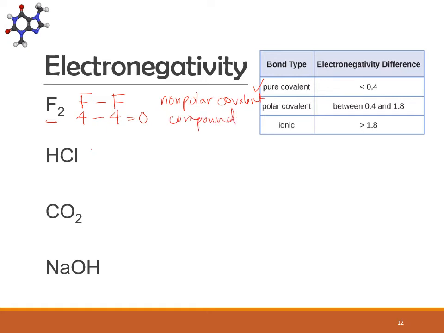Now let's go to HCl. The electronegativity value of H is 2.1. That of chlorine is 3.0. So the difference between these two values is 0.9. This makes HCl a polar covalent compound.